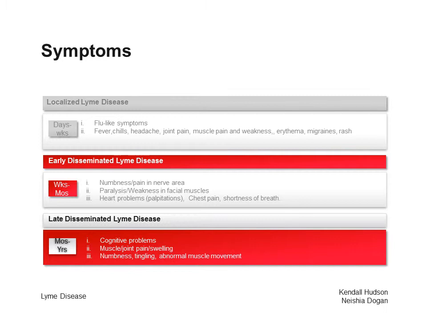Symptoms of late disseminated Lyme disease, Stage 3, can occur months or years after the infection. The most common symptoms are muscle and joint pain. Other symptoms may include abnormal muscle movement, joint swelling, muscle weakness, numbness and tingling, speech problems, and thinking problems.